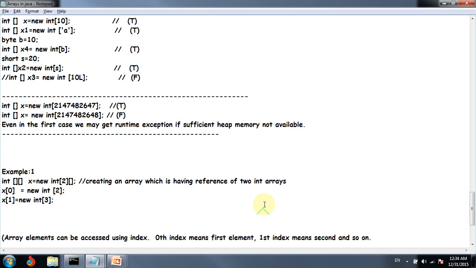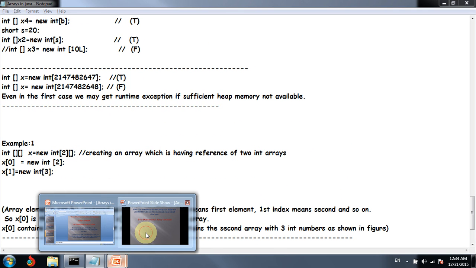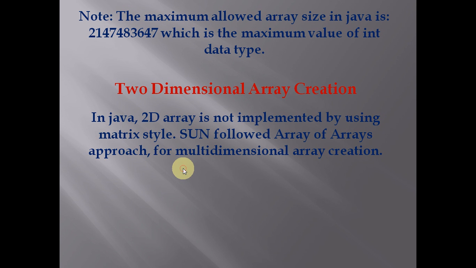Oh, there is no figure, I'm sorry. Let me see if I have created any kind of figure. In Java, a 2D array is not implemented using matrix style, as I have already told you. Sun followed the array of arrays approach, right? Array of arrays approach, as we have discussed, is an array whose elements are also pointing to arrays. So that's why it's not a matrix style.